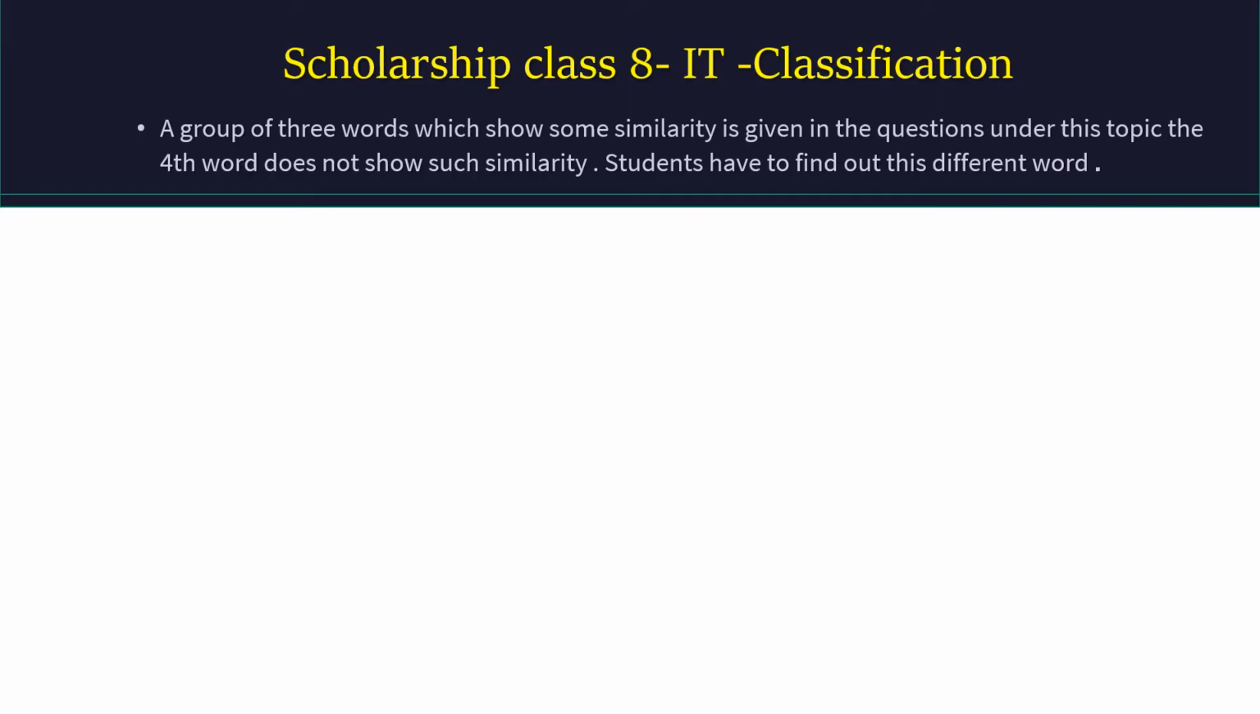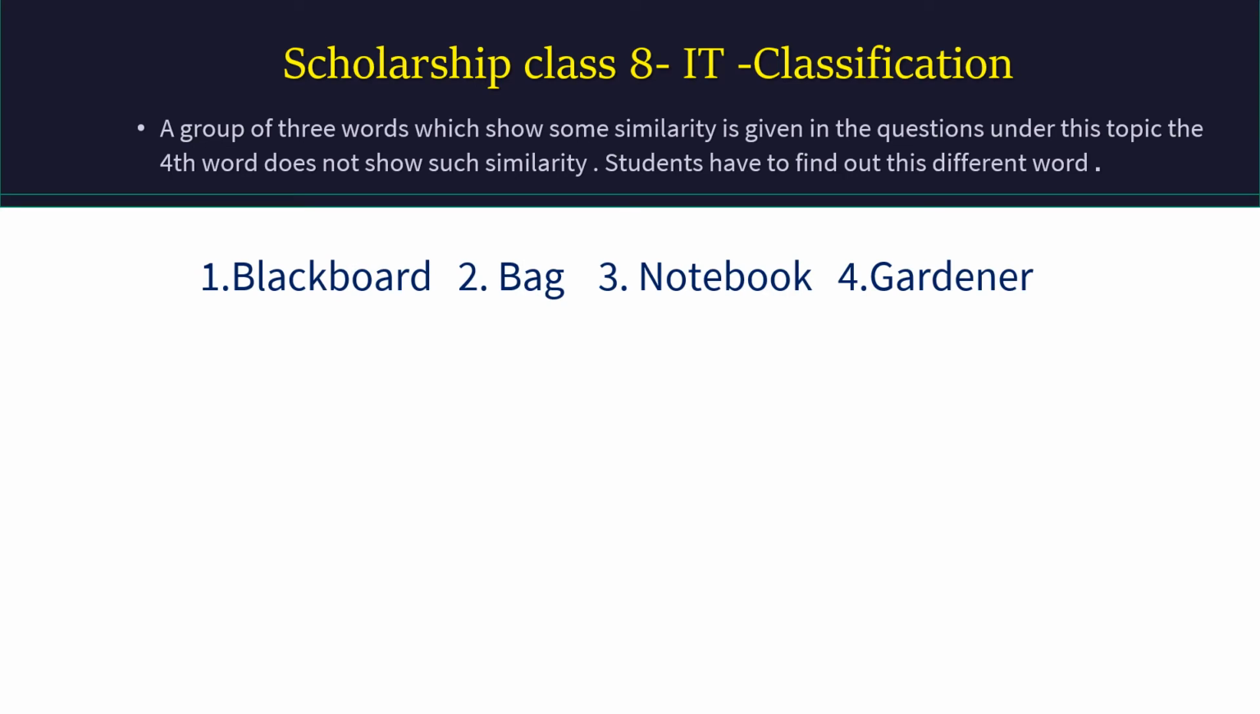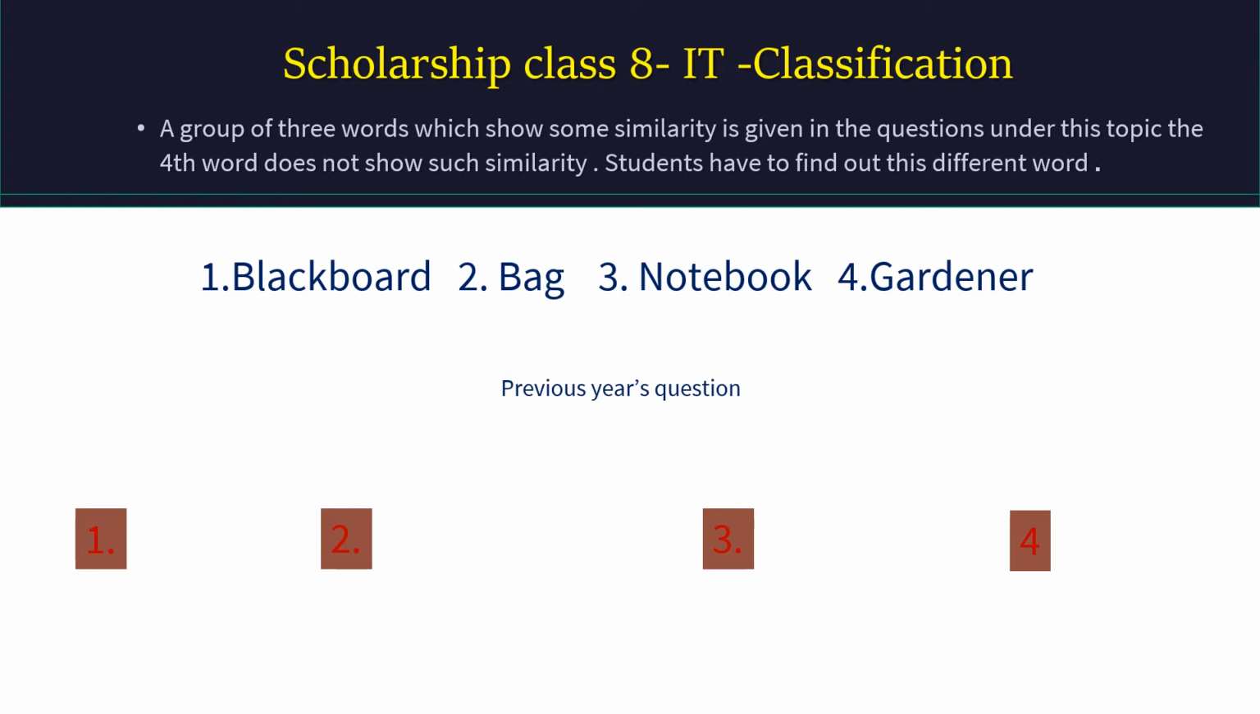So here comes the first one. Blackboard, bag, notebook, gardener. This is a question which appeared in 2017. Blackboard, bag, notebook, gardener. And the answer is very clear. Why? Blackboard, bag, notebook are inanimate objects. They don't have any life. How will the gardener fit in? So we will mark the fourth one as the odd man out, because the fourth word does not show similarity like the others. Okay, so it became easy for you. And this is a question which came in 2017. That means this kind of question can come. Let us go ahead.